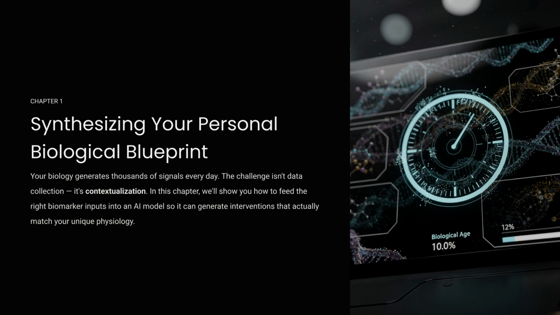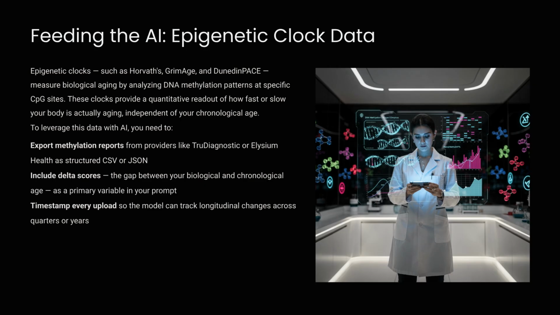Your body generates countless signals daily. The challenge is not data collection, but contextualization. We'll show you how to feed the right biomarker inputs into an AI model for truly personalized interventions. We start with epigenetic clock data, such as Horvath's, GrimAge, or DunedinPACE, which measure biological aging by analyzing DNA methylation patterns. To leverage this with AI, export methylation reports, include delta scores, and timestamp every upload for tracking longitudinal changes.